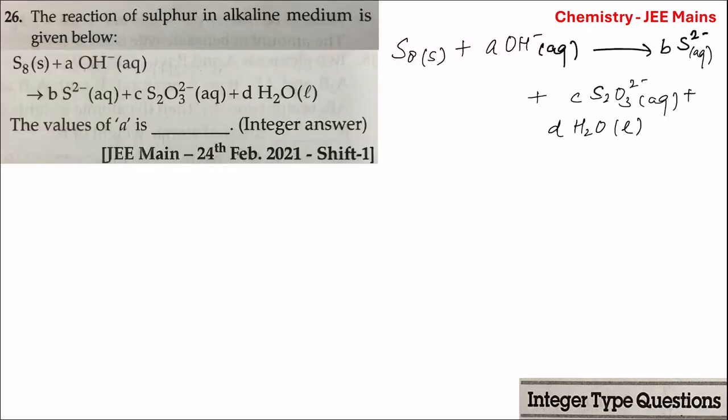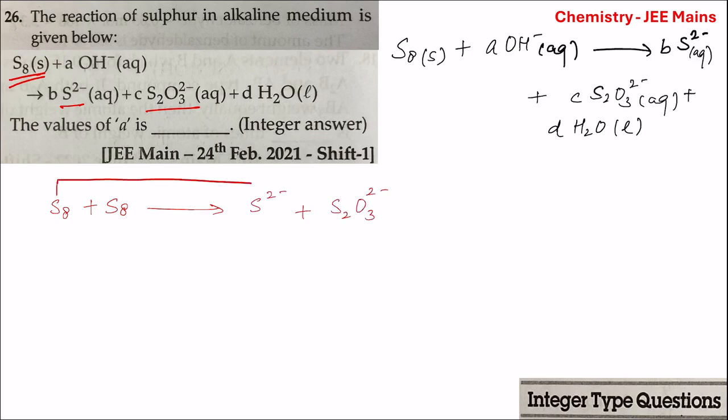The reaction of sulfur in alkaline medium is given below. Reaction given है and we need to balance this reaction. ये redox reaction है जिसमें S8 oxidize भी हो रहा है और reduce भी हो रहा है. तो this is a kind of disproportionation reaction. तो इसको balance करने के लिए first of all reactant side में we will write S8 plus S8 forming S2- plus S2O3 2-. Now one of the S8 is getting reduced and another one is getting oxidized.